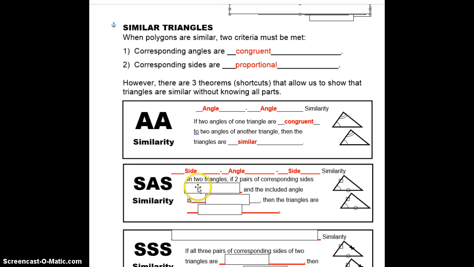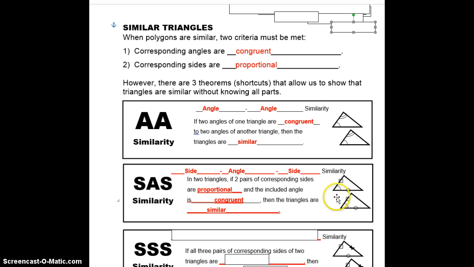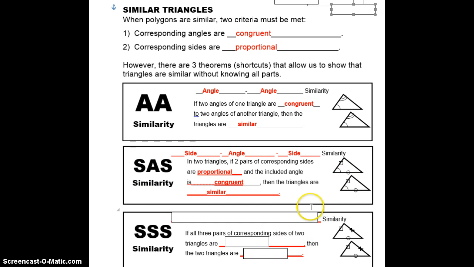So it states that in two triangles, if two pairs of corresponding sides are proportional, and the included angle, so remember we said that knowing what's included is going to be important, so the angle that's included, if that's congruent, then that means that the triangles will be similar. Okay, and so that's side angle side similarity. And because there's also a side angle side congruency, this one's especially important that we differentiate.